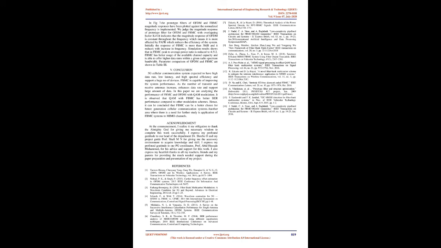the prototype filters of OFDM and FBMC, with magnitude responses plotted against the normalized frequency, are implemented. We judge the magnitude response of the prototype filter for OFDM and FBMC with overlapping factor K equals 4. It indicates that the magnitude response of OFDM is constant throughout the frequency, which means it is more affected by PAPR, which reduces the efficiency of the system. Initially the response of FBMC is more than 30 dB and it reduces with an increase in frequency.